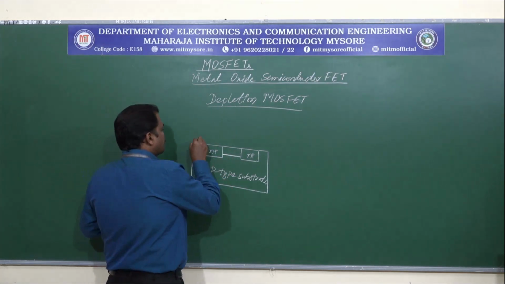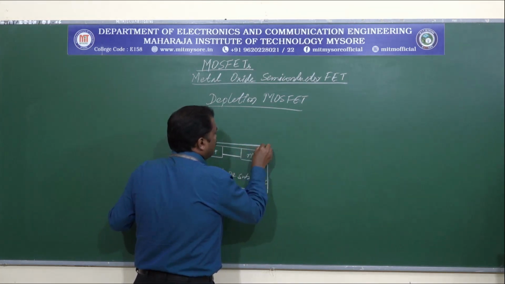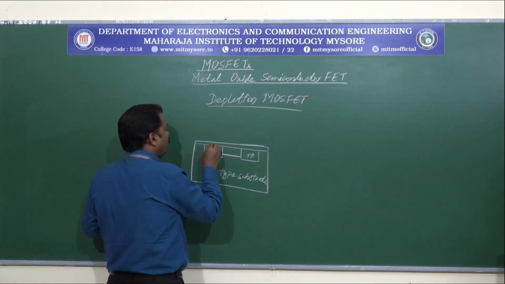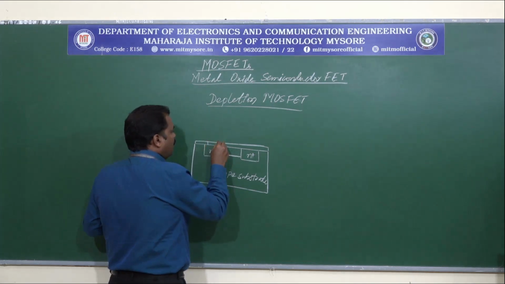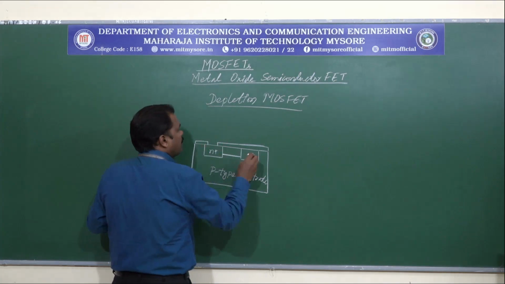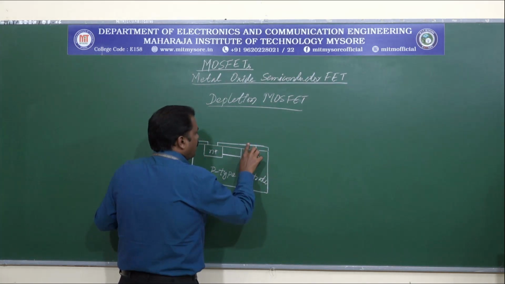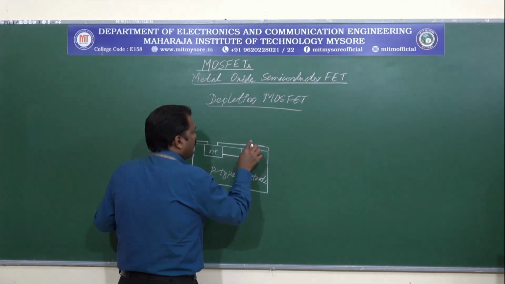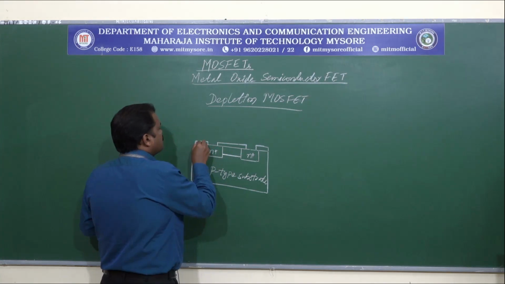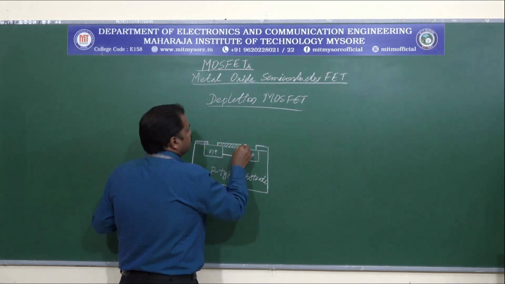And above this, we will be having a thin layer of SiO2, and here we will make a hole for the sake of metallization, using which we can create the terminals. So this is layer of SiO2.